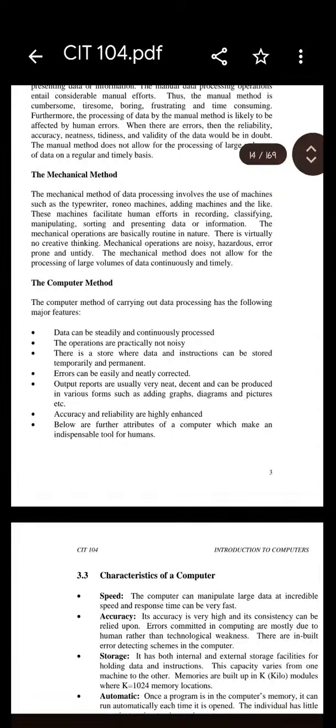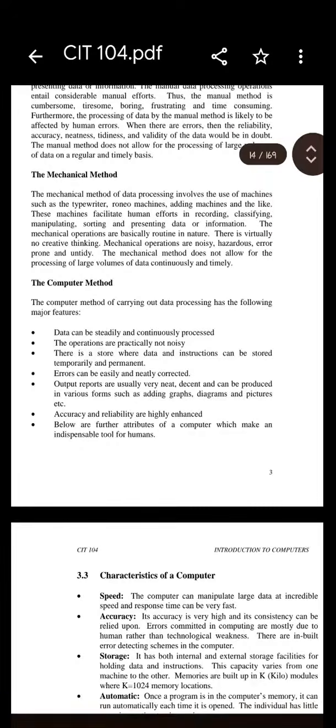So number 4, they say errors can be easily and neatly corrected. Errors in a computer can be easily and neatly corrected. You can just click or press your backspace and whatever mistake you made can be corrected. But if you're using a pen to write it, my dear, you're going to use a correction pen. At least someone will surely know that there was something that was written there.